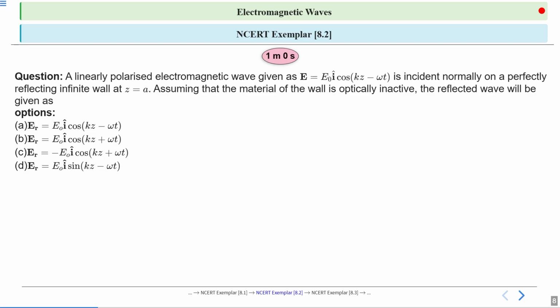The reflected wave will be given as: the options are ER equal to E naught i cap cos(kz minus omega t), where ER is the electric field for the reflected wave; ER equal to E naught i cap cos(kz plus omega t); ER equal to minus E naught i cap cos(kz plus omega t); or ER equal to E naught i cap sin(kz minus omega t). I will give you some time to solve it or think about it.